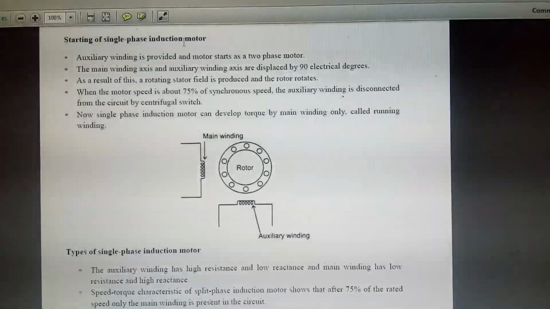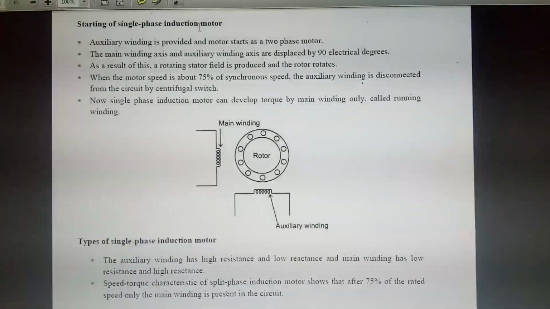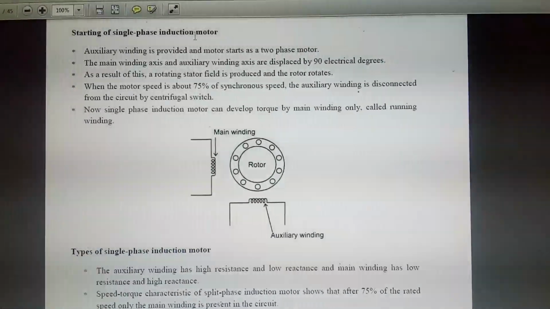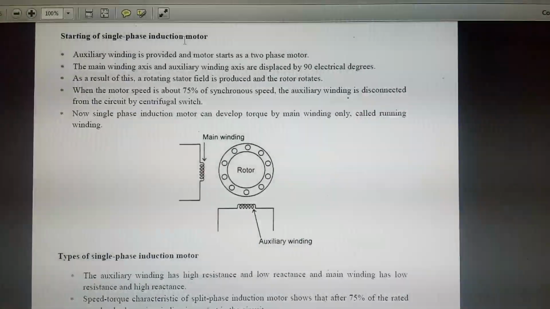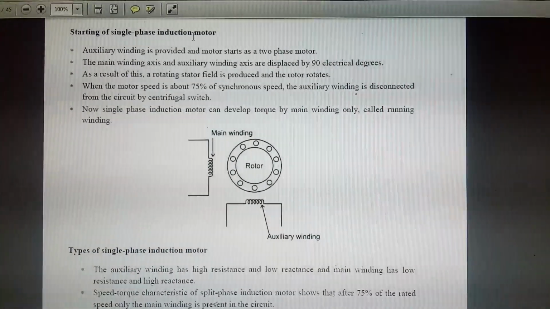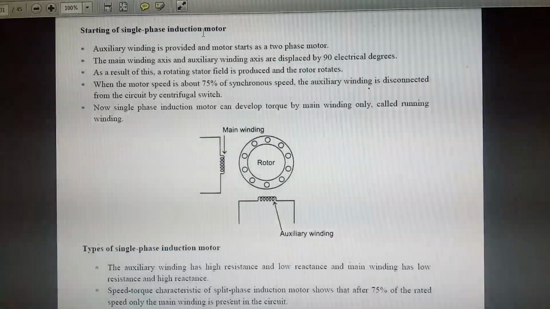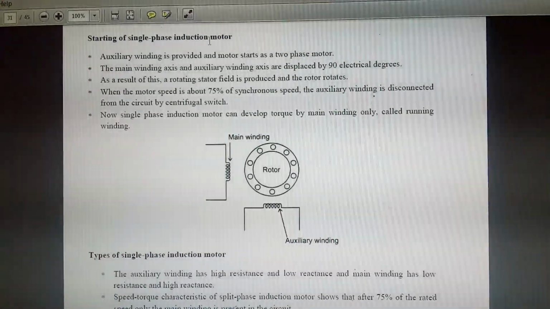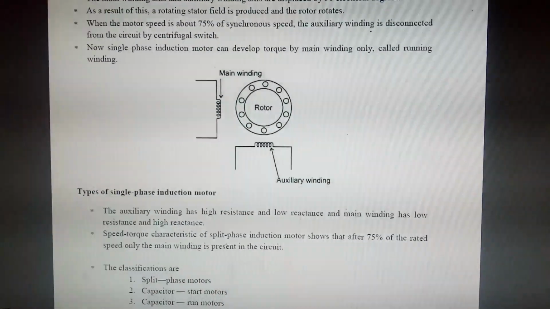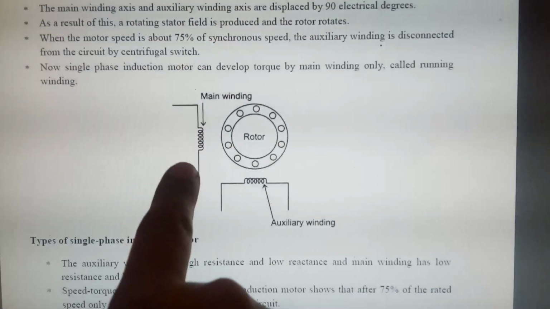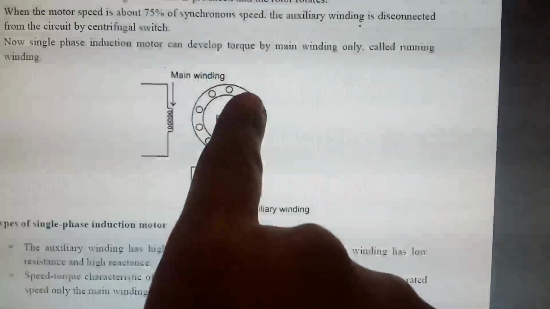In that two winding arrangement, at the time of starting both windings are included. After starting the motor, once it achieves 75% of speed, the auxiliary winding is disconnected by the centrifugal switch. After the auxiliary winding is disconnected, the supply goes only to the main winding. So this is the main winding, and this is the auxiliary winding. It is a 90-degree phase shift, and this is the squirrel cage rotor.